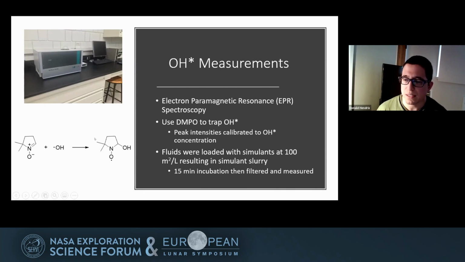That will form this stable organic radical compound, which can then be measured very easily using the EPR. We can't measure OH radical directly because OH radical is very reactive, so we have to sort of trap it, and that's what the DMPO does.